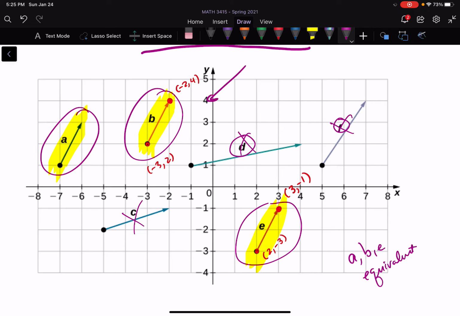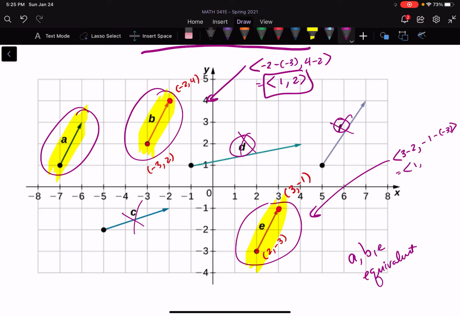For this one, that's going to be -2 minus -3, comma, and then 4 minus 2. So -2 plus 3 is 1, comma 2. That would be our component form of that vector. Let's do the same thing with this one. I know it's getting messy on the screen, but this will be 3 minus 2, comma, and then the y components, -1 minus -3. That's going to be 1, comma, and then -1 plus 3, that's 2. And that's our component form.